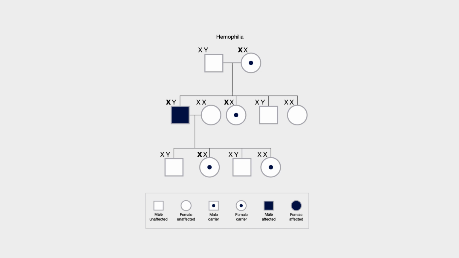The topic for today is sex-linked. That is, do you know what is sex-linked? Sex-linked, as related to genetics, refers to characteristics, or traits, that are influenced by genes carried on the sex chromosomes.